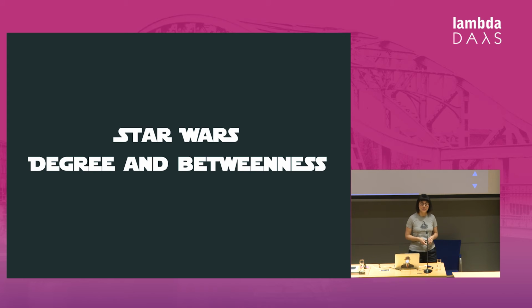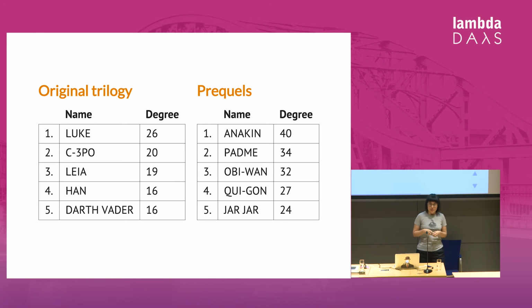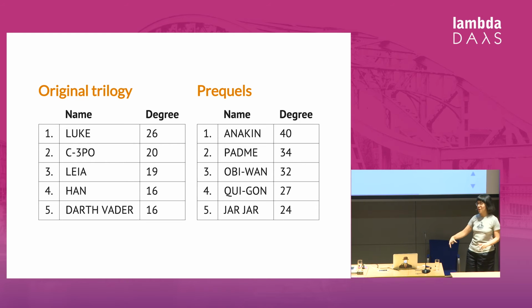So how does it look in terms of the Star Wars social network, actually? Well, I put together a social network for all the prequels and for all the original trilogy. And in the original trilogy, the person who talks to most other people is Luke, which makes sense because he's supposed to be the central character. And in the prequels, the person who talks to most people is Anakin, which also makes sense because he is supposed to be the main character. But this is just degree, so I looked at betweenness.